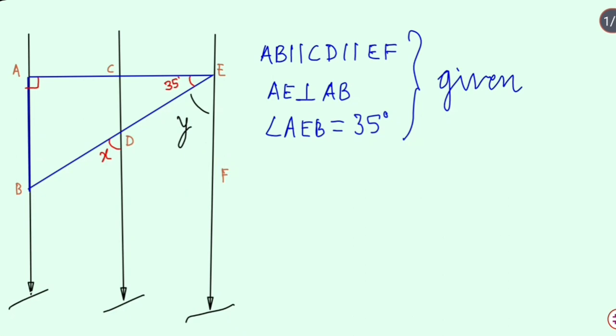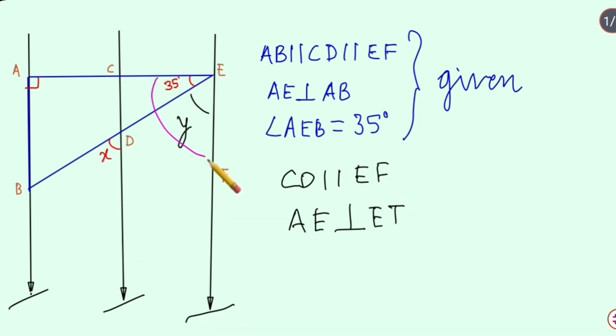So we know that CD is parallel to EF and AE is perpendicular on EF. So the sum of this total angle is 90 degrees. The sum of these two adjacent angles is 90 degrees.